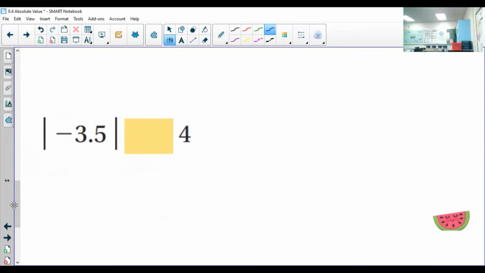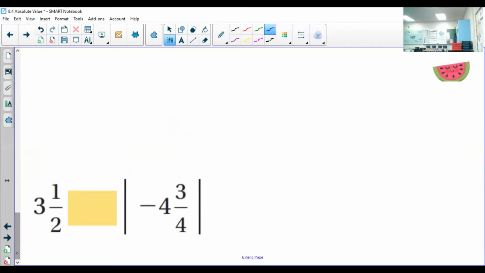Okay, here's a decimal. We have the absolute value of -3.5 or 4. Well, 3.5 is how many values away from 0? It's 3.5. And what's bigger, 3.5 or 4? 4 is bigger, we know that.